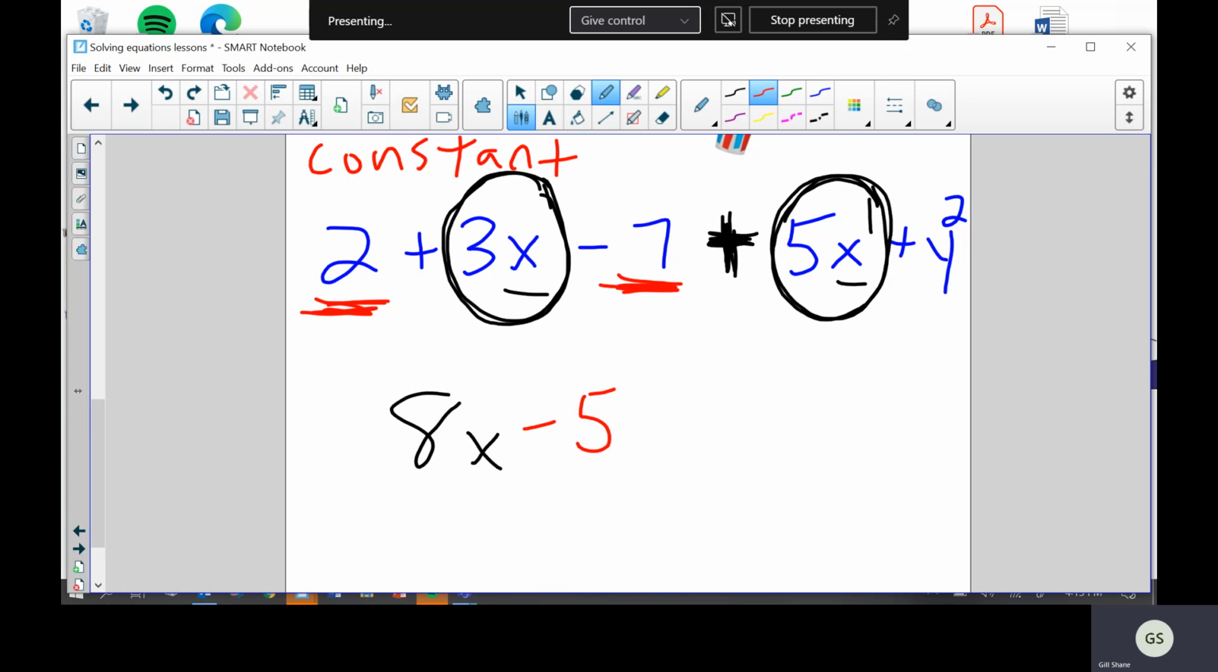Kind of the same thing. Well, I'm not going to worry about that. We'll just stop there. Next, I've combined the constants, the 2 and the negative 7. I've combined the 2 terms that have x in it. I still have this y squared thing.